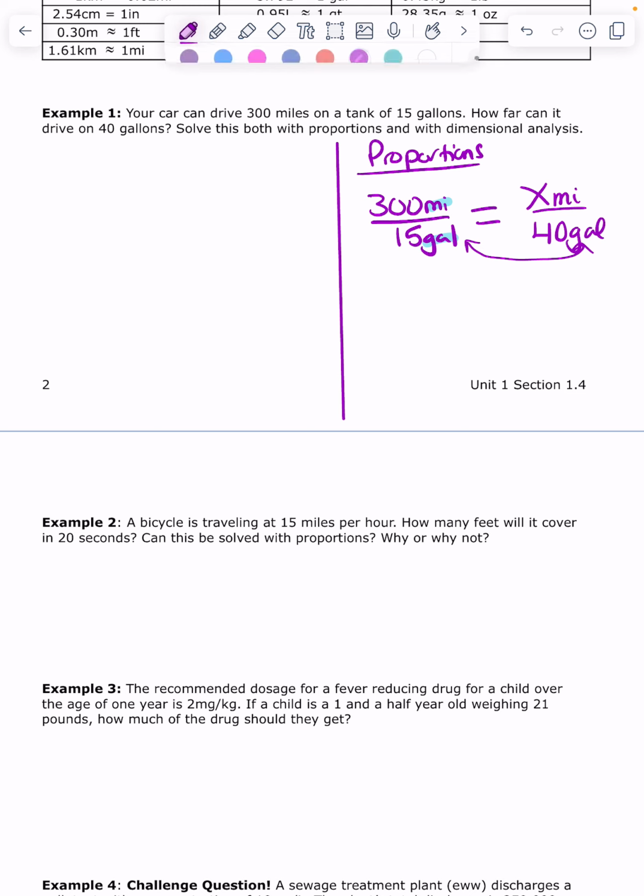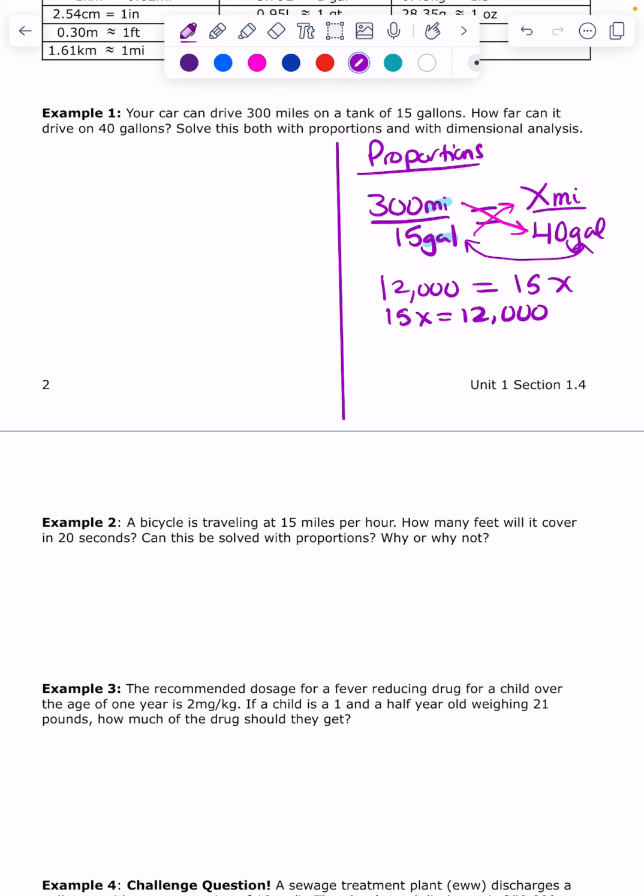So this is the only time that you get to cross multiply. And when I do, I get 12,000 equals 15x. Or better yet, 15x equals 12,000, just because I like my variable on the left. So of course we divide both sides by 15, and I get 800 miles. All right, now we're going to solve it with dimensional analysis.